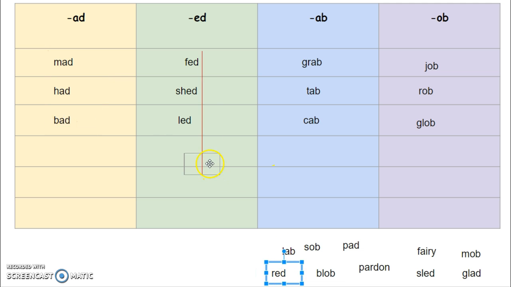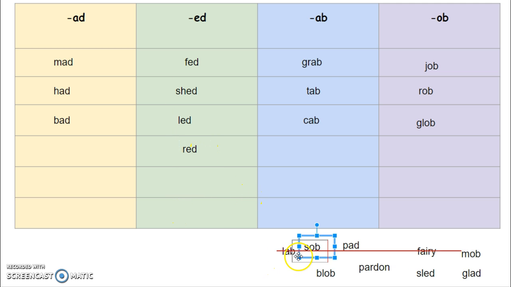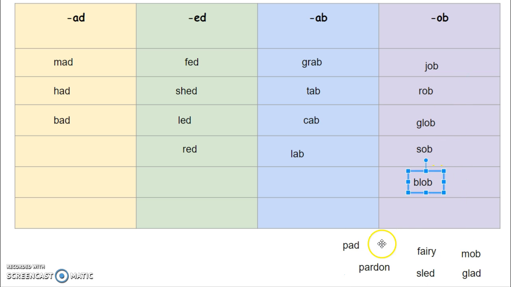Red. Red is spelled with an ED. Lab. Lab is spelled with an AB. Sob is spelled with an OB. Blob. Blob is like a blob of Play-Doh. It's a big kind of pile of it. Blob would go in the OB column. Pad, like a pad of paper, will go in the AD column. That word is not supposed to be there.